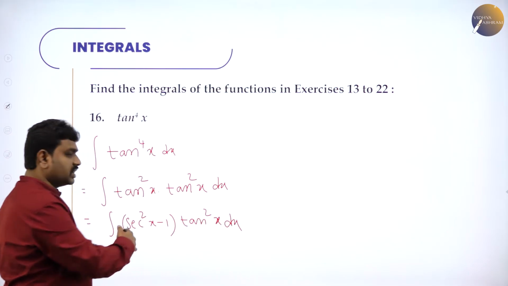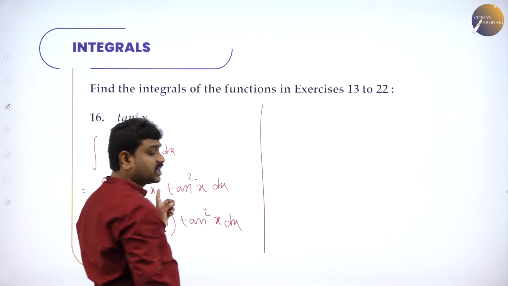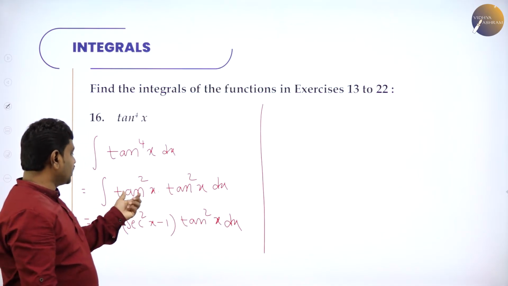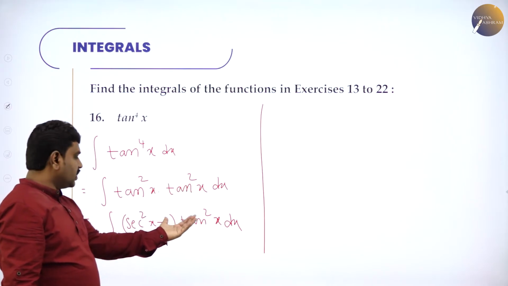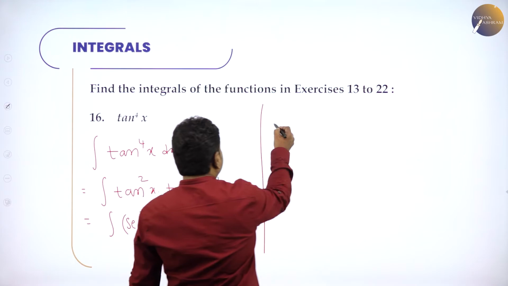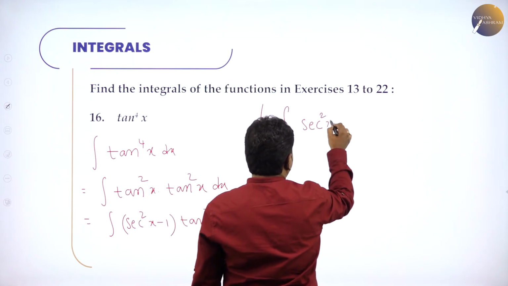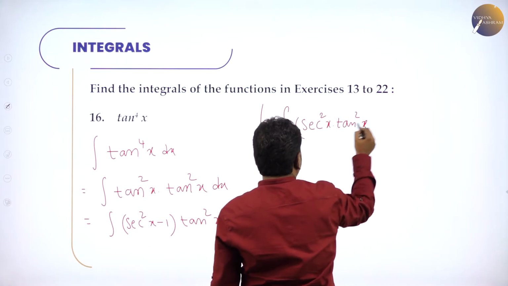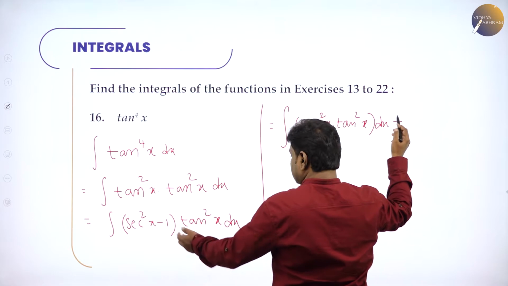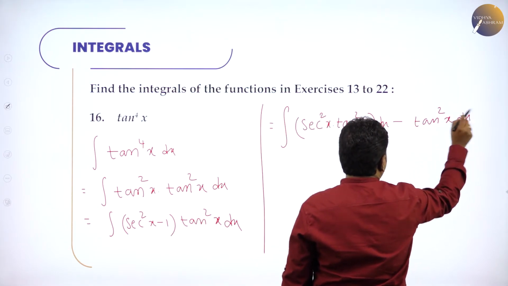Now I'll take this inside and we'll simplify. All of you know 1 plus tan square theta is secant square theta. Instead of tan square, I'll write secant square minus 1. But the second term I'm retaining as it is. Now I'll multiply. If I multiply, I'll get integration of secant square x into tan square x dx minus tan square x into 1, that is tan square x dx.